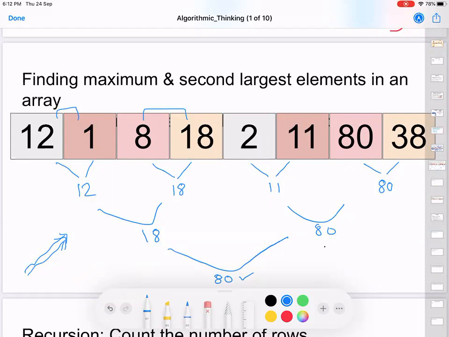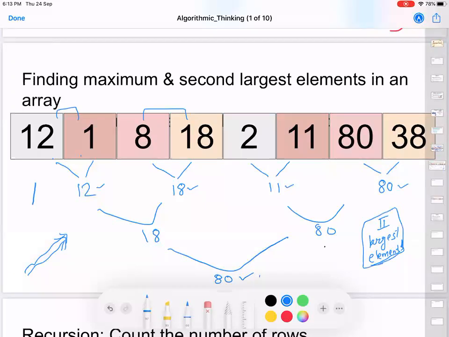If you talk about the second largest element in this entire tree, it is nothing but your second best player. If the second best player lost somewhere in this tree, let's say this entire tree is telling you who won. When you played a game between 12 and 1, 12 won, here 18 won, then 11 won, 80 won, and so on. So we know that this second largest element would have lost only to your largest element. If it was some other element, it would have won.